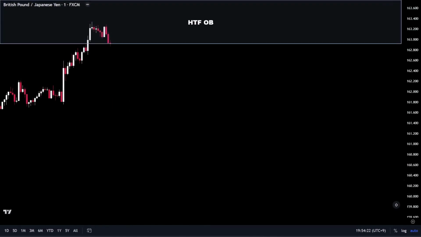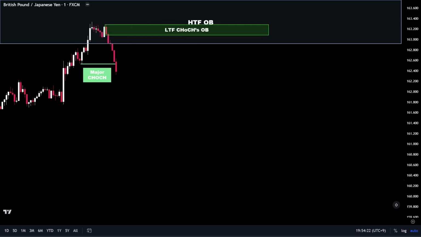Here, we have the 1-minute time frame chart. As you can see, price created a major change of character by breaking this structure to the downside and also left an incredible inefficiency behind. So in the next step, I'm going to highlight the order block generated by this wave.